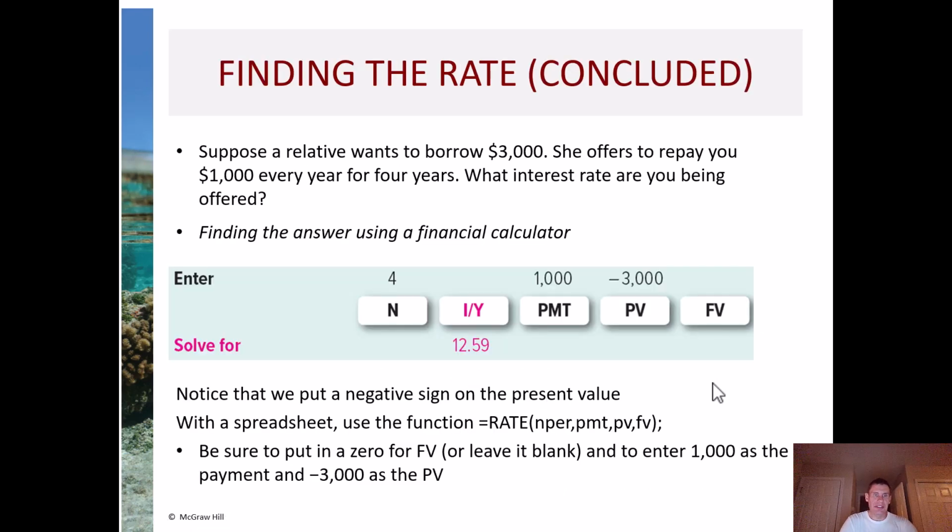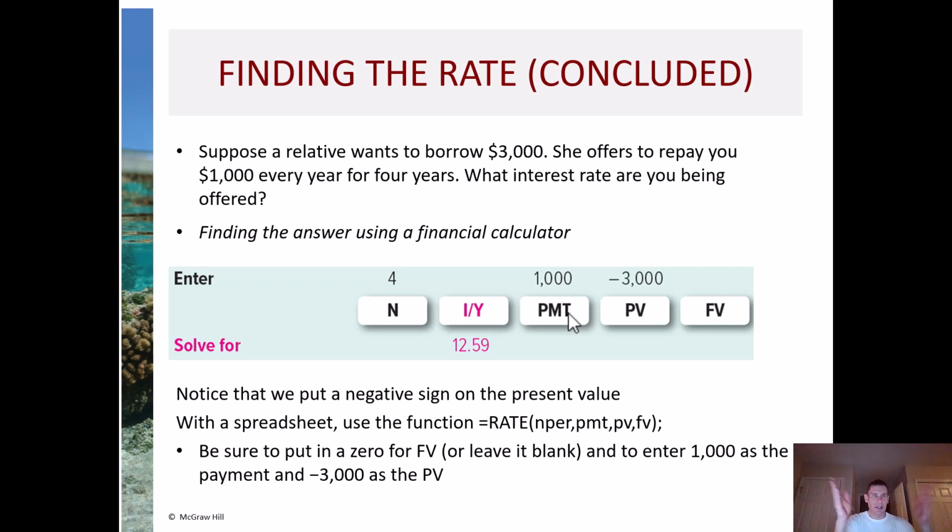All right, so again, good news, you can do it on the calculator. So four periods, so put in N equals 4. Put in your payment as 1,000. Remember, you can leave that as a positive because this is money coming in. Put in the present value as negative 3,000 because you're lending this person 3,000 today, and then just solve for the interest per period. And there it is, 12 point.